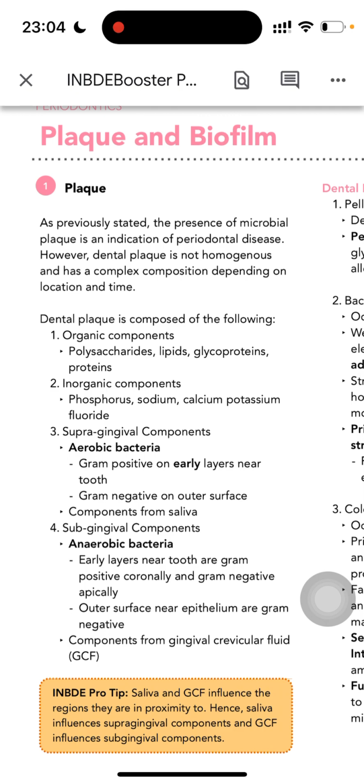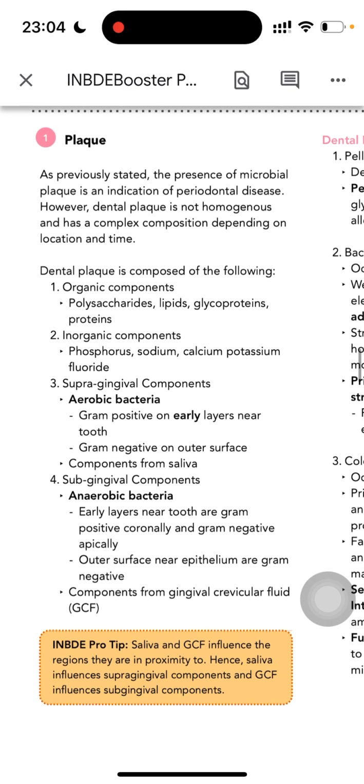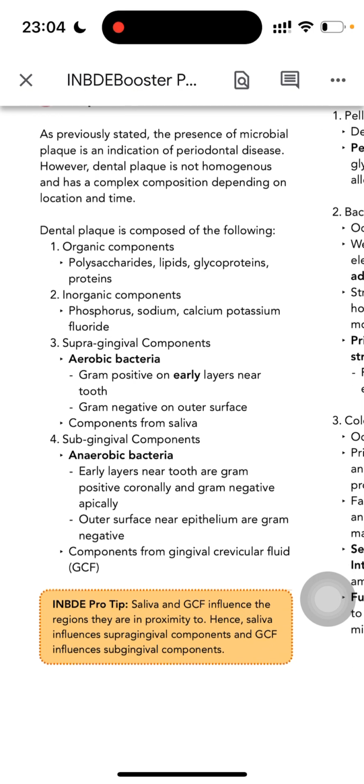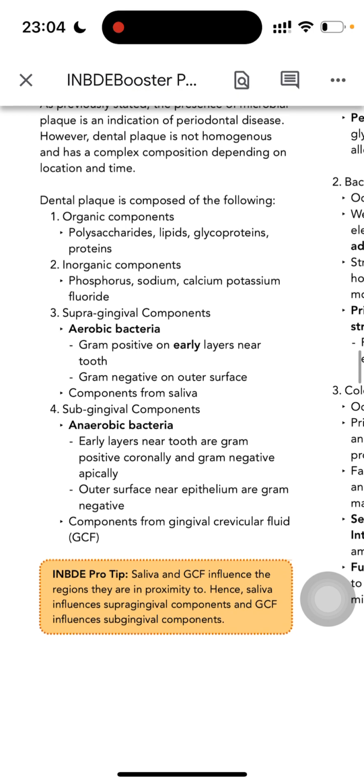Composed of the following organic components: polysaccharides, lipids, glycoproteins, proteins. Inorganic components: phosphorus, sodium, calcium, potassium, chloride. Supragingival components: aerobic bacteria, gram-positive on early layers near the tooth, gram-negative on the outer surface, and components from saliva.